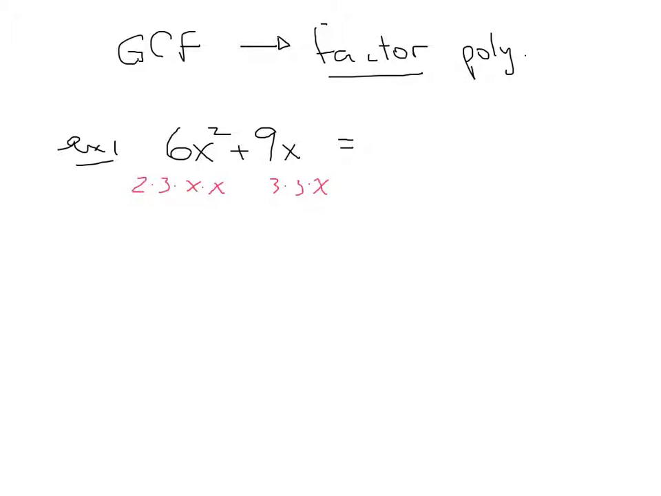Do they both divide by 2? No. 9 doesn't divide by 2. Do they both divide by 3? Sure, they each divide by 3. Do they each divide by x? Sure, they each have an x. Do they each have a second x? No. So guess what the GCF is? Right, it's what's common. Now, for those of you that did well in Unit 1, you're finding this is really easy because you did this with numbers already. So the GCF goes out front.